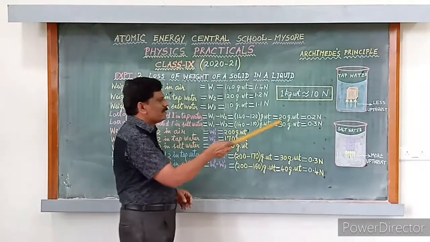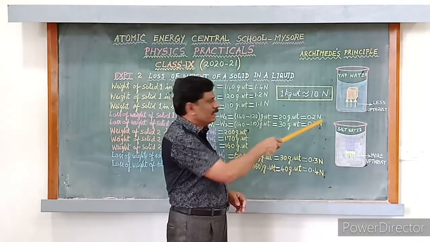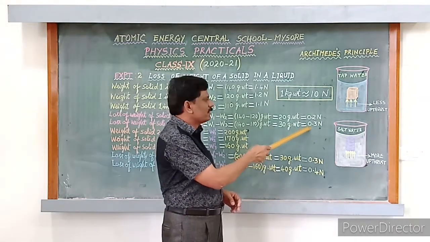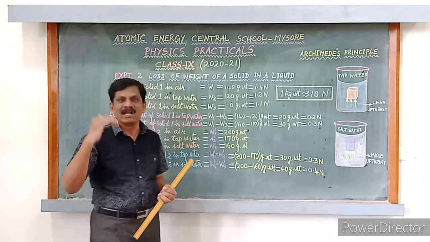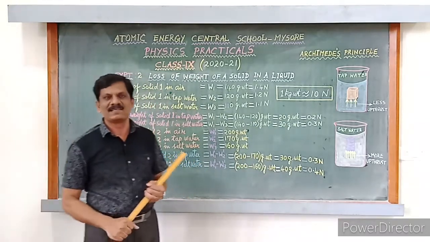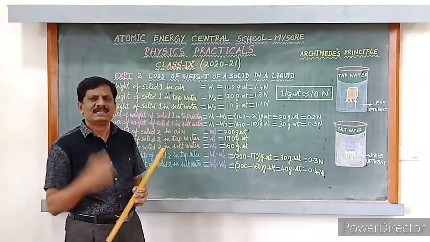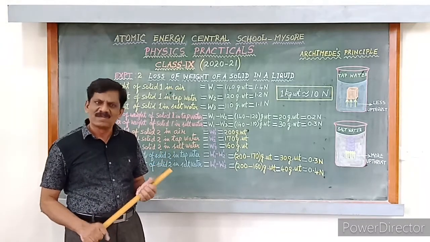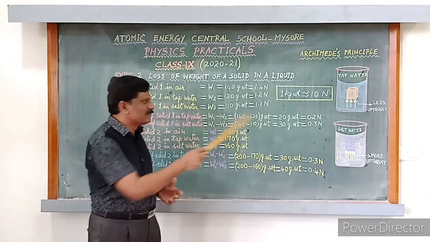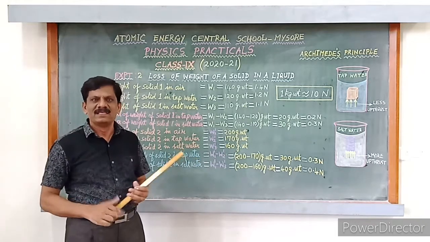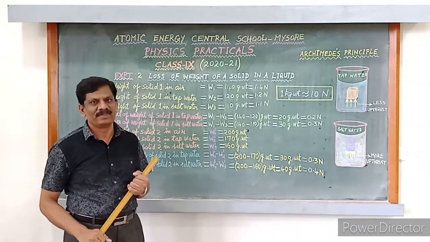You look at the loss of weight of the first solid in tap water, it is 0.2 Newton, and the loss of weight in salt water, it is 0.3 Newton. Do you find that the loss of weight of the solid in salt water is greater than its loss of weight in the tap water? Why this difference? What is the difference between tap water and salt water? It is the density. So from this we find that the same solid is losing more weight in a denser liquid like salt water.